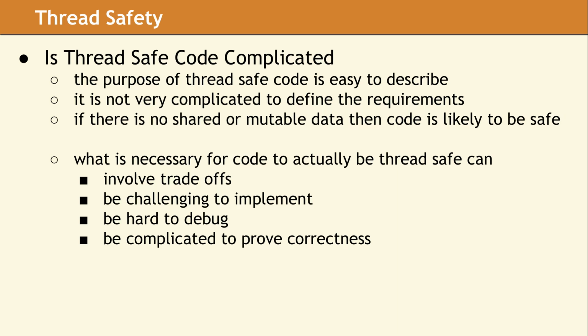Avoid race conditions. If there is shared data, ensure some kind of barrier is in place. Use an atomic operation, or consider redesigning the code. If there is no shared or mutable data, then the code is very likely to be thread-safe automatically. The complexity is how to implement a thread-safe function when there is shared data.